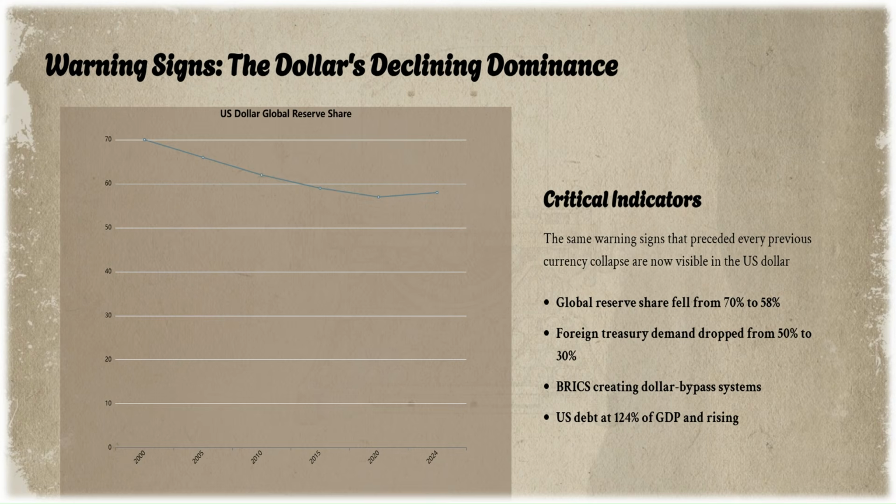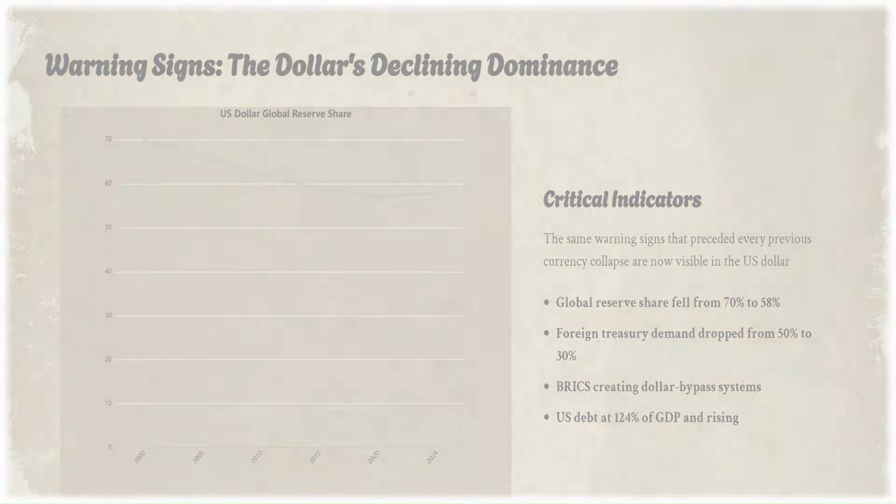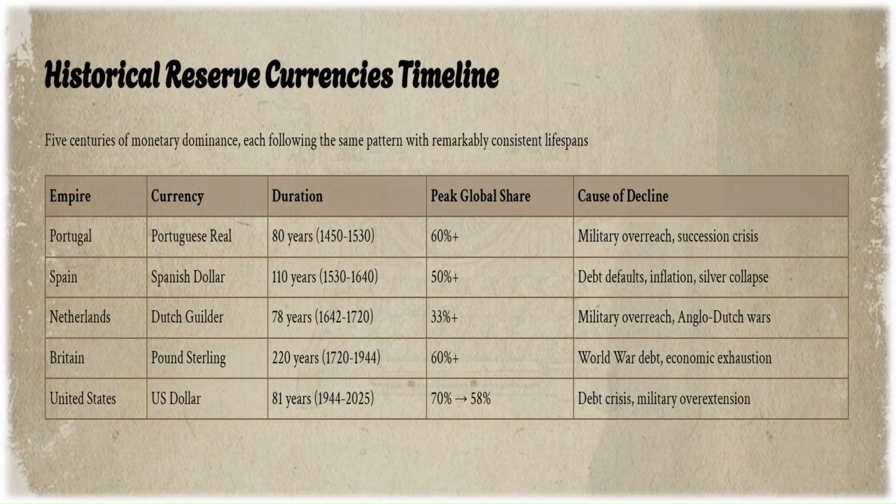In the past, Portugal, Spain, the Netherlands, and the British all followed the same pattern, lasting between 78 to 220 years, averaging about 95 years. The US dollar has been the reserve currency of the world for 81 years since the Bretton Woods Conference, and now we are approaching a historical turning point, the historical average up to which a global currency lasts. Every reserve currency in the past has passed through four stages: rise, peak, overextension, and collapse.